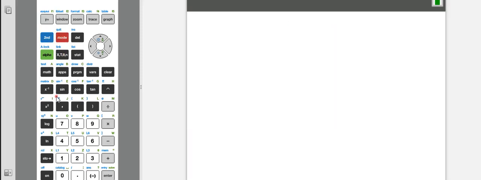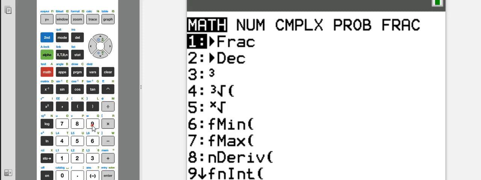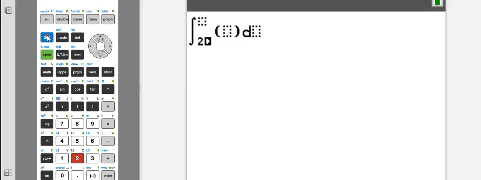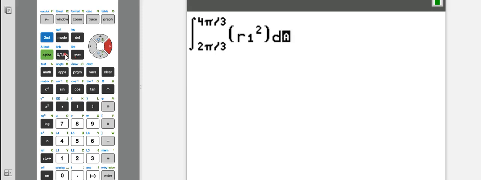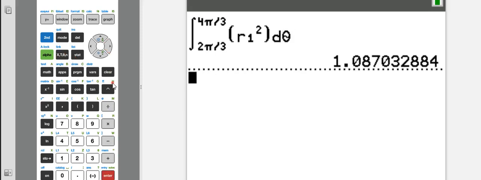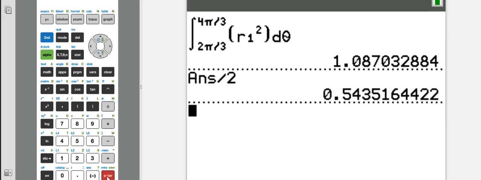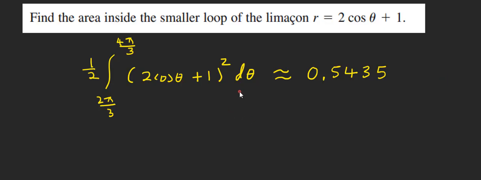You go to math, number 9 for function integral. You're going from 2 pi over 3 to 4 pi over 3. And then alpha trace to find R1. You have to square that, and d theta, press enter, and you have to divide by 2. And that's your answer right there, 0.5435. So again, most likely they don't expect you to do this without the calculator. So all you need is a setup and the answer, and make sure you go up to 4 decimal places to be safe.